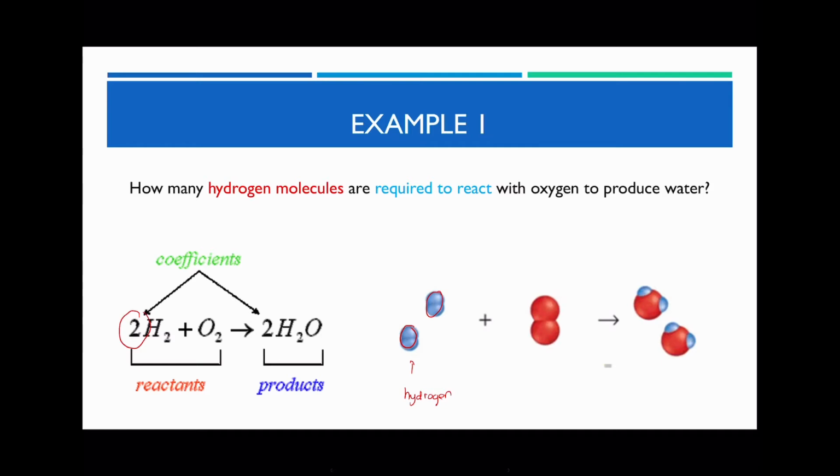So to answer this question, because it's asking how many hydrogen molecules are required to react with oxygen, in this case you require 2 molecules of hydrogen gas. So all we're doing is just interpreting it from our chemical equation.